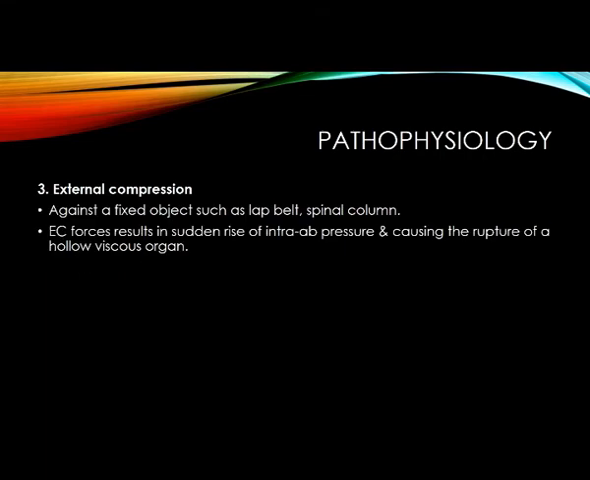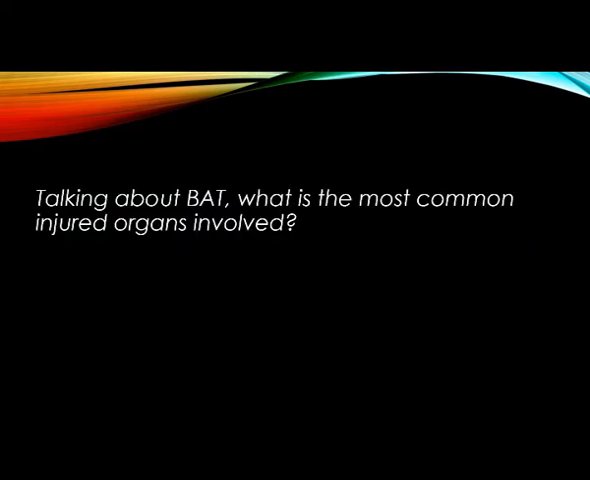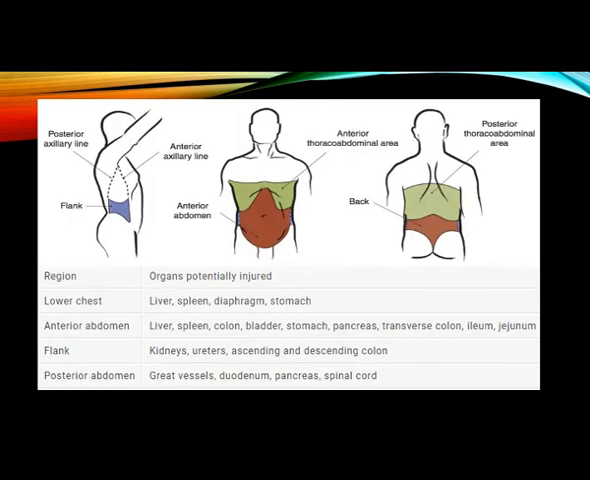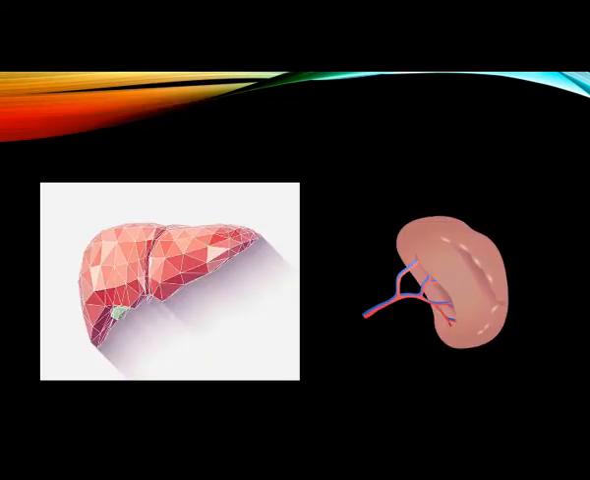Lastly is the external compression. It refers to compression against a fixed object such as a lap belt or spinal column. It may result in a sudden rise of intra-abdominal pressure and cause rupture of a hollow viscous organ. The illustration shows the organs potentially injured according to the region, such as the lower chest, anterior abdomen, flank, and posterior abdomen.